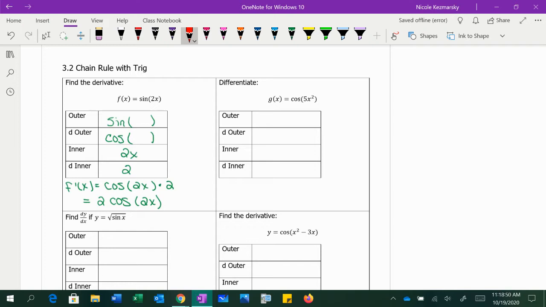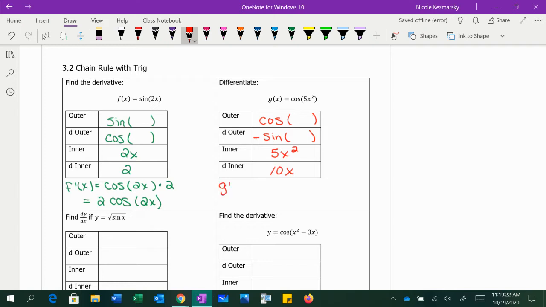For the next example, very similar. It's cosine of 5x squared. So when you read it and you say that word of, it usually tells you that the cosine or the trig is the outer. So we're going to say cosine of parentheses. The inner then is 5x squared. The derivative of the outer is negative sine. Don't forget that negative. And then the derivative of the inner, we're going to do 5 times 2 and get 10 and reduce our exponent by 1.